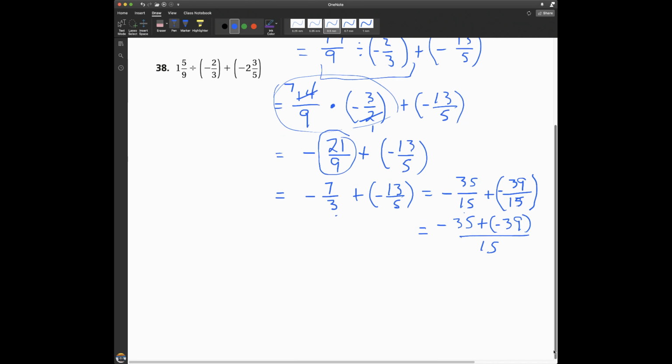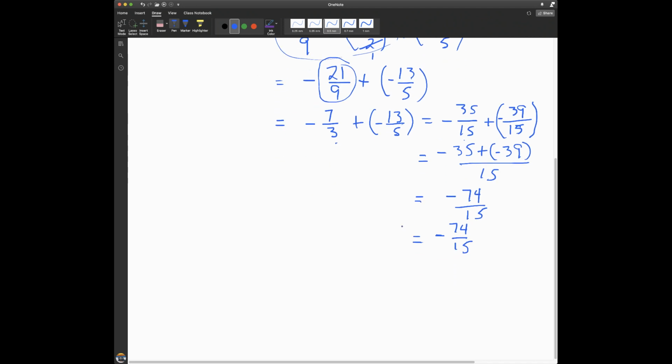Let's just focus on the numerators. Same sign, add and keep, right? That means the numerator is going to be negative, and then I add the two absolute values together. 35 plus 39, that's 74 over 15, which I can just write as negative 74 over 15. And if you want, you can leave your answer like this. That's fine, no problem.